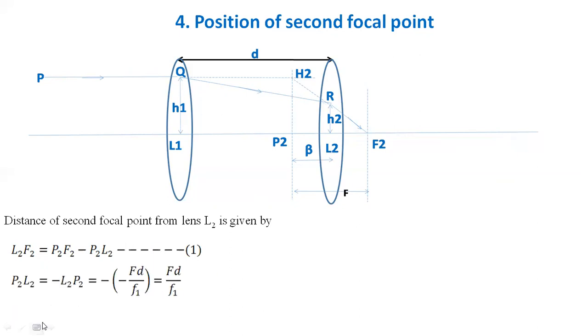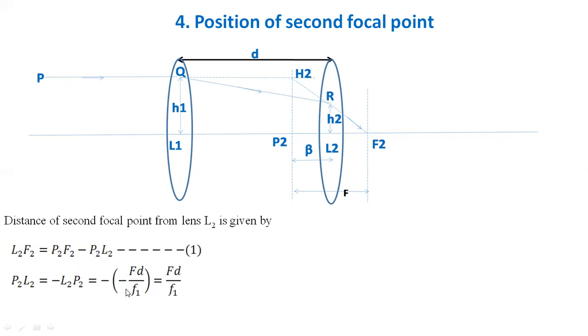Let us find the length P2 L2. According to the first equation, L2 F2 is equal to P2 F2 minus P2 L2. We are finding the value of only P2 L2. P2 L2 is nothing but the negative of L2 P2. Therefore, the length P2 L2 is equal to minus L2 P2. Substitute the value of L2 P2. What is L2 P2 here? L2 P2 is nothing but beta.